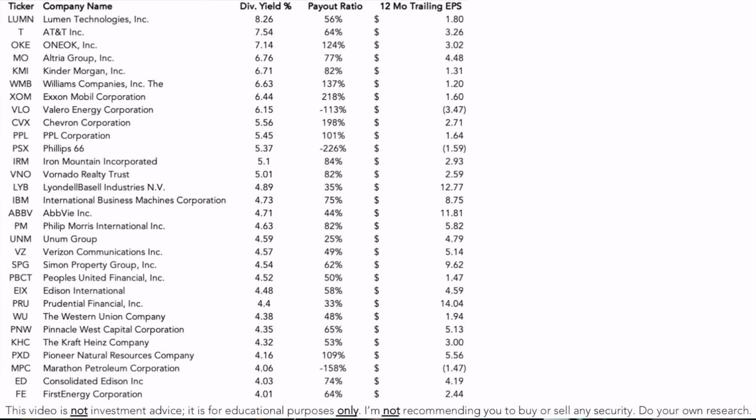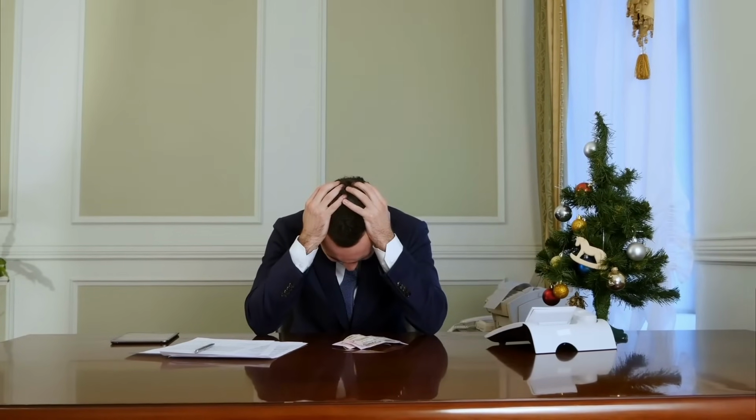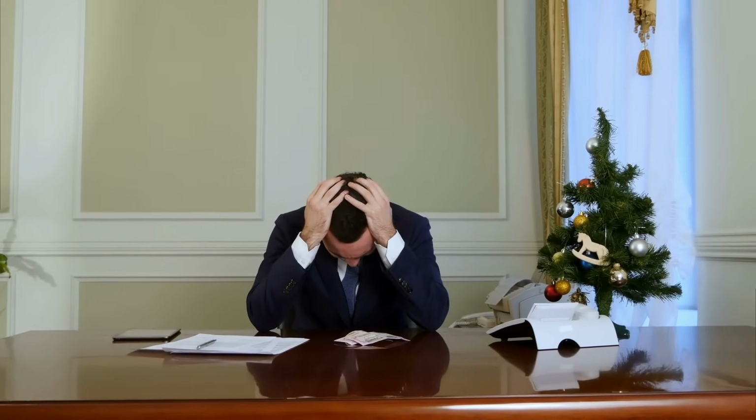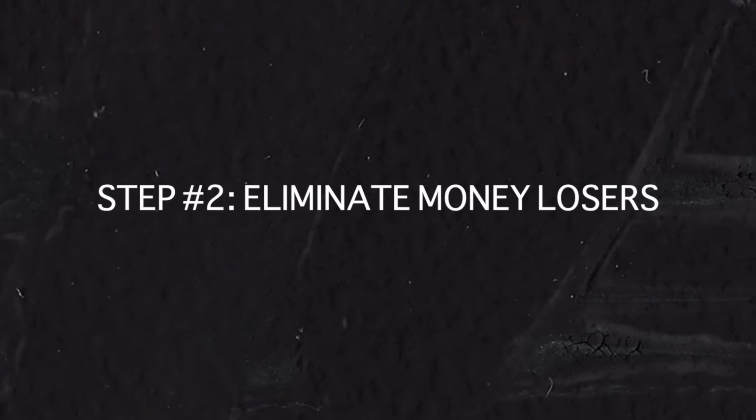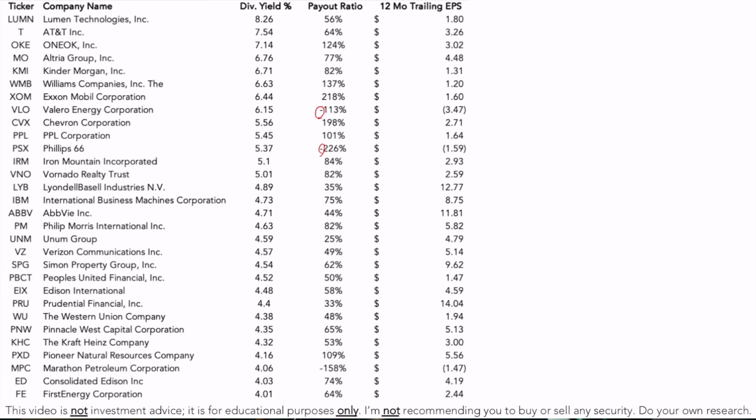portfolio. Now there's one other thing you might notice, and that is there are some negative numbers. A negative payout ratio means that the company is losing money. Obviously, a company that is losing money cannot continue to pay a dividend for very long. Step number 2 is to delete all companies that have a negative earnings per share over the last 12 months. So we're going to go ahead and get rid of all the negative numbers in this column, delete those, and then again re-rank by dividend yield.